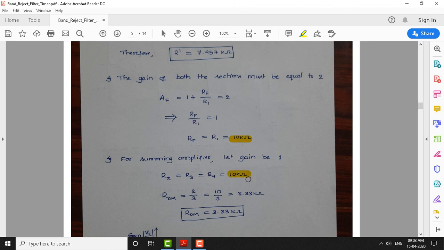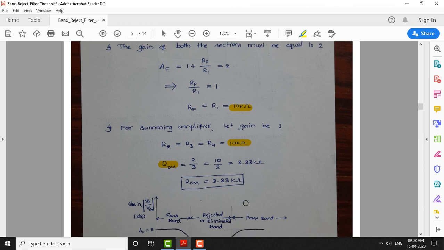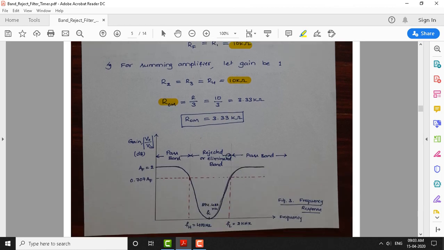So from this we can calculate the offset minimizing resistance value, ROM equals R by 3. In this case it is 10 by 3, that becomes 3.33 kilo ohm. So therefore ROM equals 3.33 kilo ohm. Now let us see the frequency response for this example.